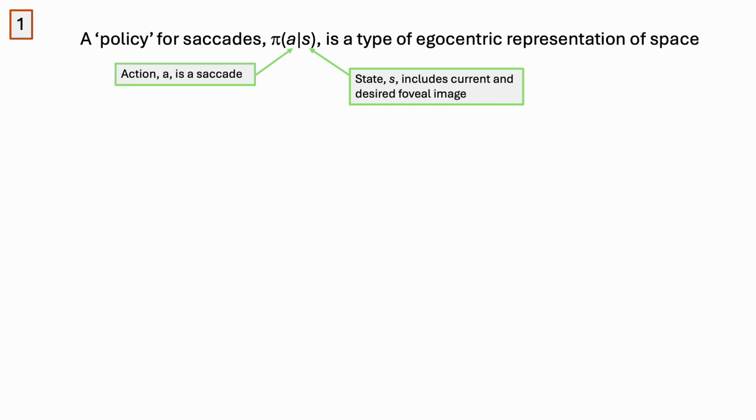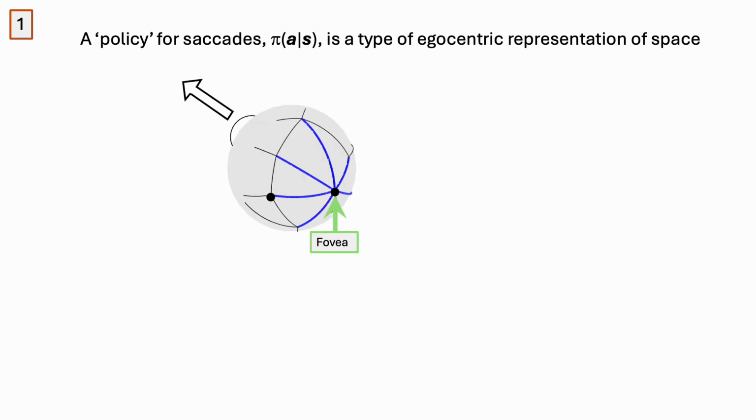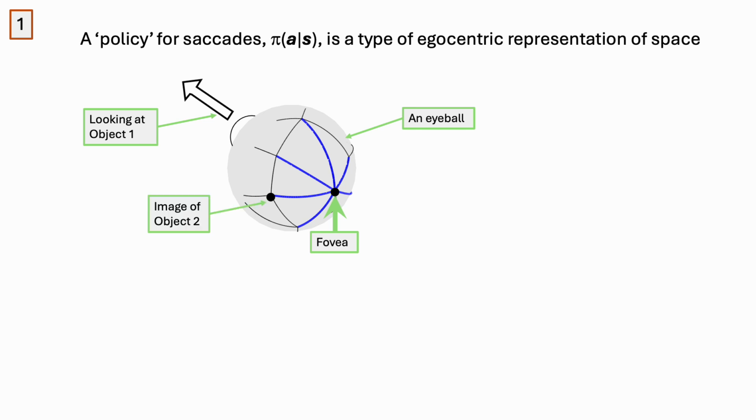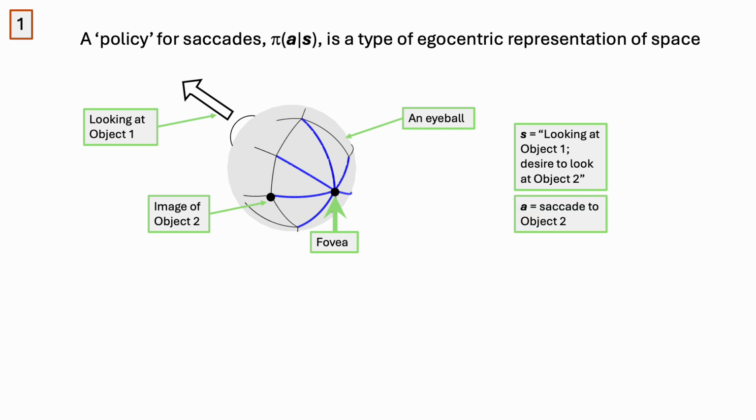The action is a saccade that will take you from one to the other. So if we think about an eyeball with the fovea at the back and looking at object 1 in one direction, and object 2 is on peripheral retina currently, but we're going to move the eye to look at it. So the current state S is looking at object 1, desire to look at object 2, and the action is a saccade. So simple, part of a policy network.